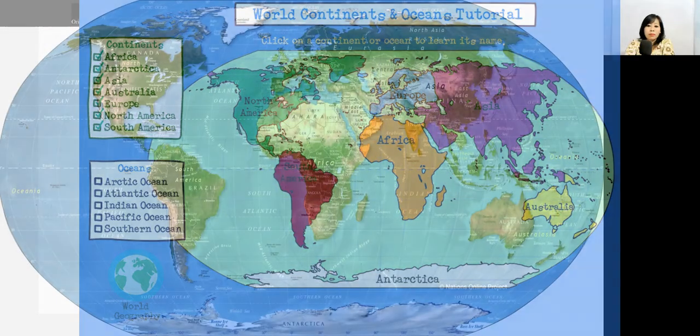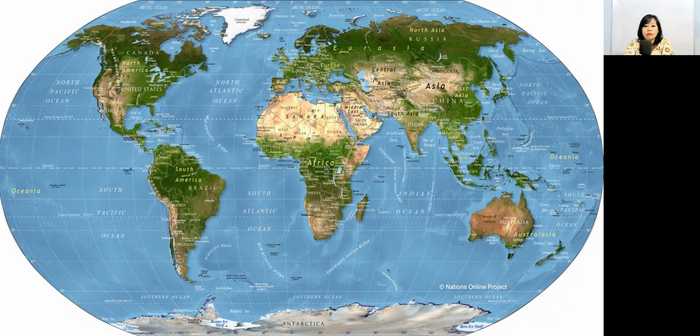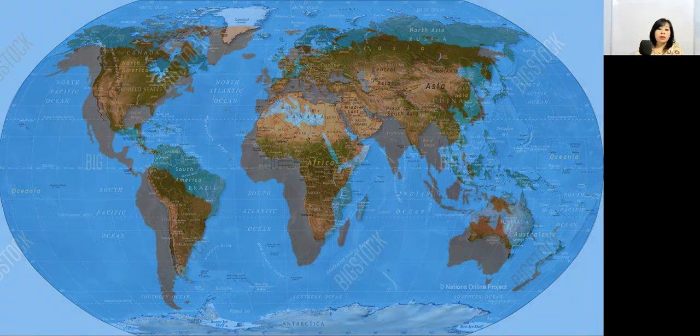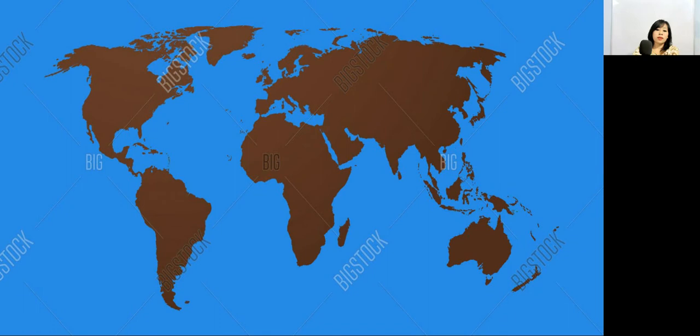Let's look at the world map. We flatten the round model of the Earth and draw the whole of the Earth. This is called a world map, a map of the world. If you look at the world map, you will see that some areas are in blue color, while some are in brown color. The brown areas represent the Earth's land surface, which is 30% of the Earth. This landmass is called a continent.